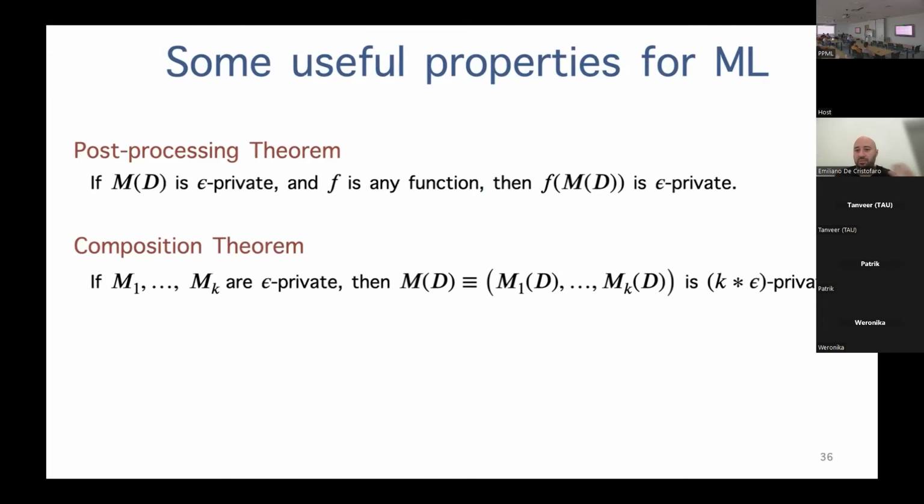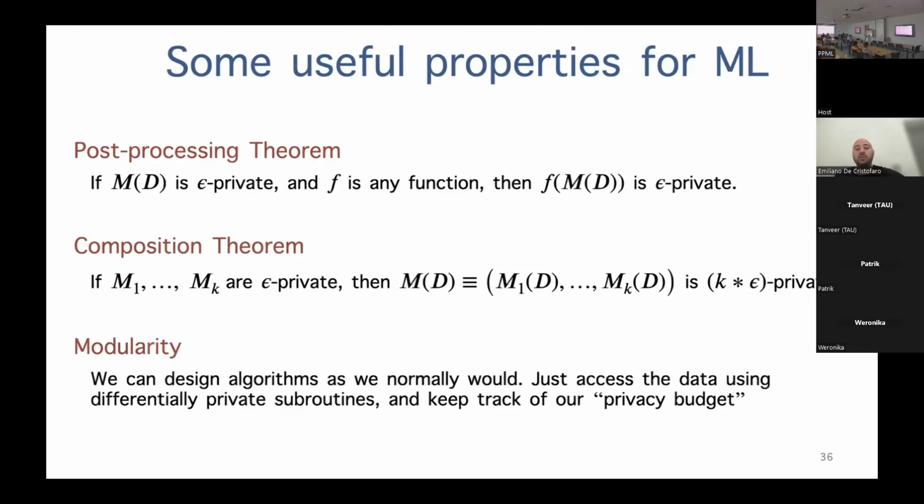So the higher the epsilon value, the lower the privacy, right? So here you have a k times larger value, so less privacy, but it's very easy for proofs to use this composition theorem. It's very, very useful. And also you have modularity that's used a lot. So you can design algorithms, and when you use subroutines, you can keep track of the privacy budget in an easy way.